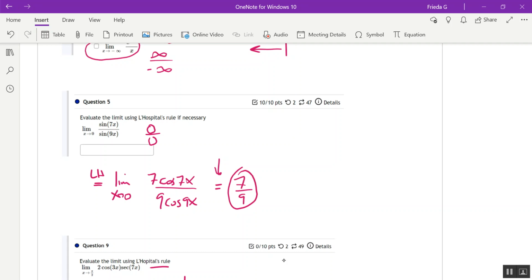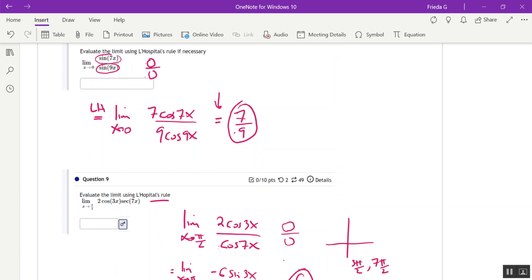So when I initially look at the limit, I see it's 0 over 0, so I can use L'Hopital's rule. So that's this LH here. And that equals the limit. I take the derivative of the top and divide by the derivative of the bottom. Don't use the quotient rule. All right, then you look at the limit that's left. Cosine of 0 is 1. So on top I get 7, on the bottom I get 9, and that's my answer, 7 over 9.